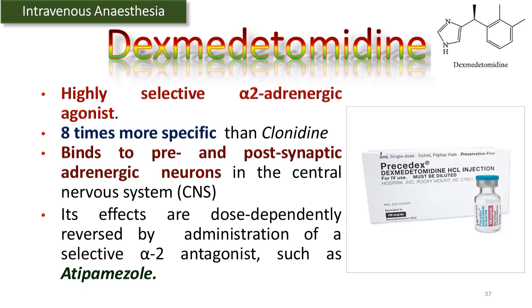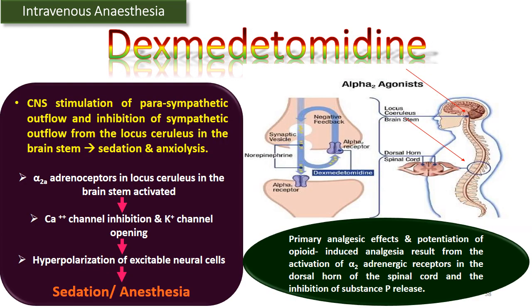Now the next intravenous anesthetic agent is dexmedetomidine, which is now being commonly used in intensive care settings and operation theaters. It is a highly selective alpha 2 adrenergic agonist and 8 times more specific than clonidine. It binds to pre and post synaptic adrenergic neurons in the central nervous system, and it acts dose dependently. It is reversed by administration of a selective alpha 2 antagonist such as atipamezole. It is classed under non-barbiturate fast inducers.